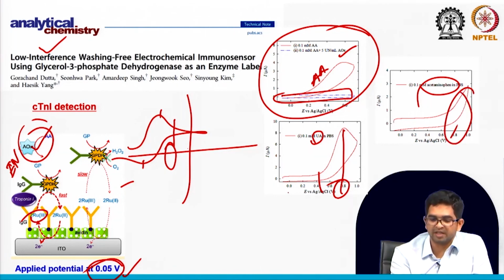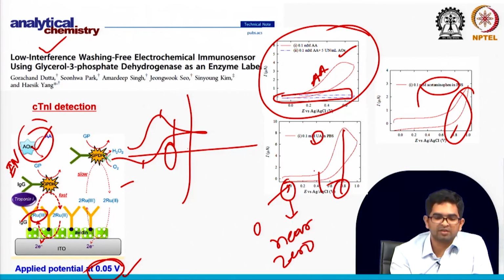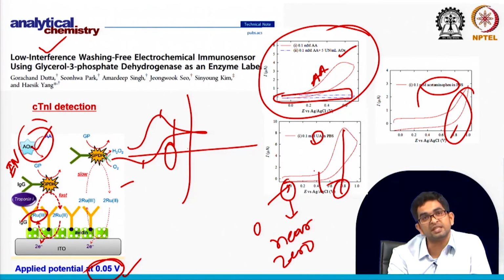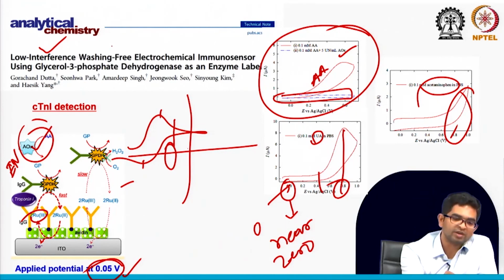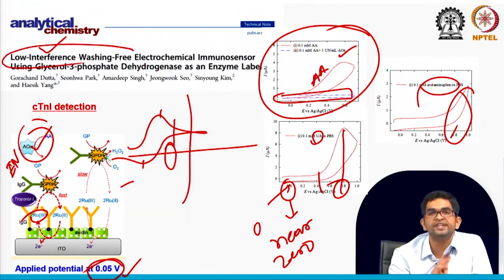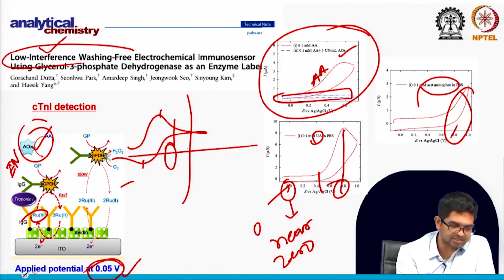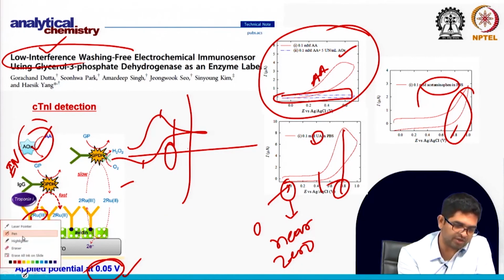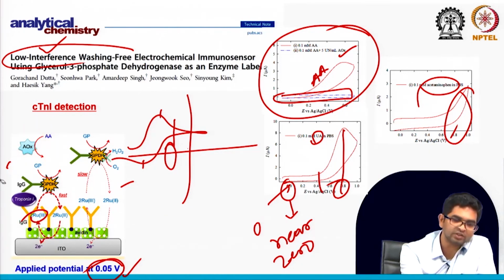Then if you apply a potential near zero, you can almost minimize the effect of all the interference species. So your wash-free sensor becomes a low-interference wash-free biosensor. Okay, so these are a few parameters that I discussed. Another parameter I want to discuss now is the oxygen effect.